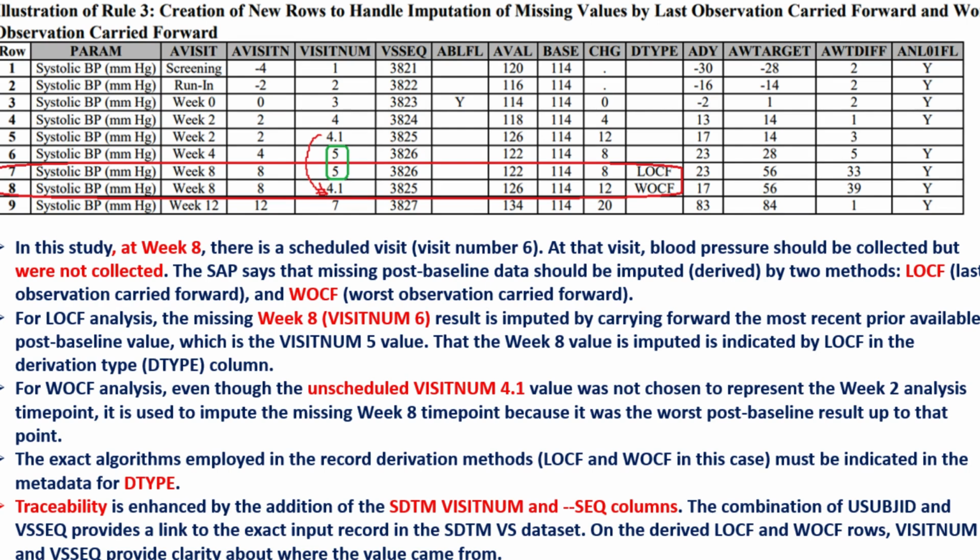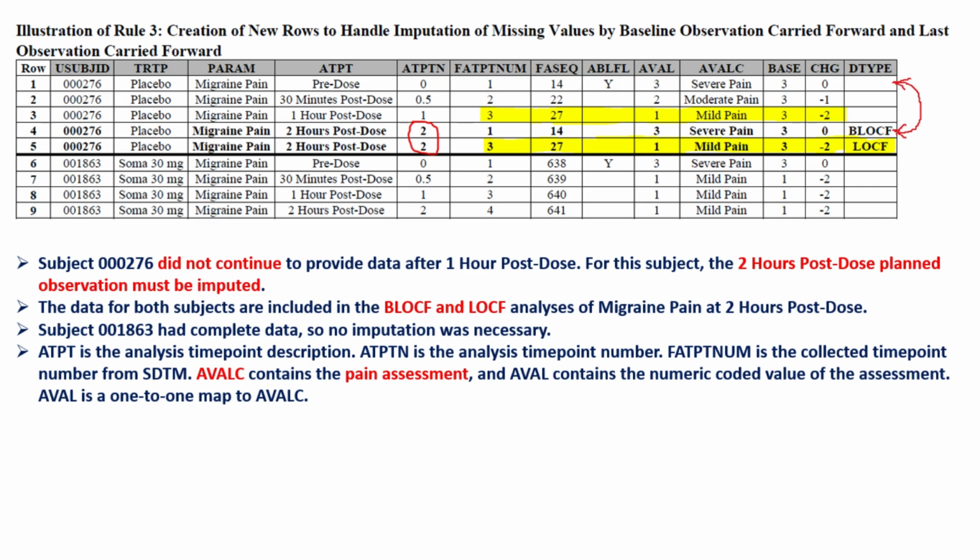That the week 8 value is imputed is indicated by LOCF in the derivation type column. For WOCF analysis, even though the unscheduled visit 4 point 1 value was not chosen to represent the week 2 analysis time point, it is used to impute the missing week 8 time point because it was the worst post-baseline result up to that point.